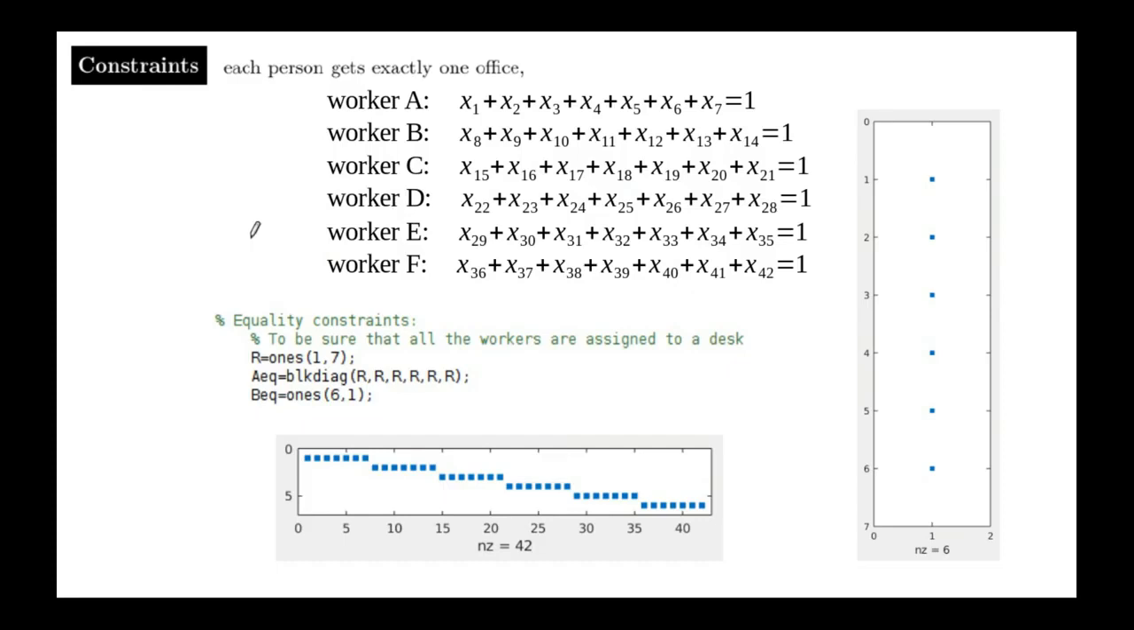So how can we tackle this problem of the constraints? First of all, each person gets exactly one office. So let's go for worker A. This x1 means A in desk 1.